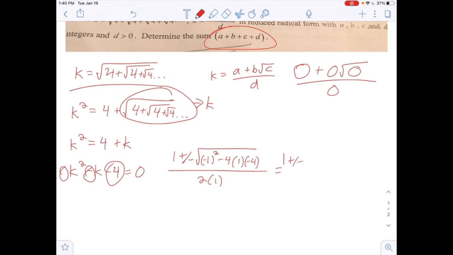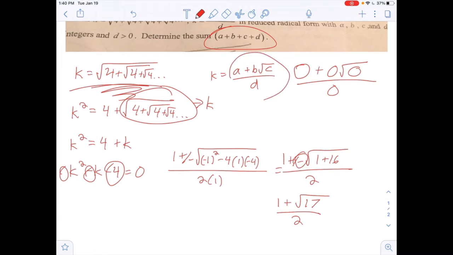So that's equal to 1 plus or minus the square root of 1 plus 16, all over 2. So right away we know that the minus isn't going to work here, right? Because we have a positive number up here, and using a negative would give us a negative number. So the real solution is 1 plus the square root of 17 over 2. So we want it in this form. So a is equal to 1, right? B is equal to 1 because the coefficient of root 17 is 1.